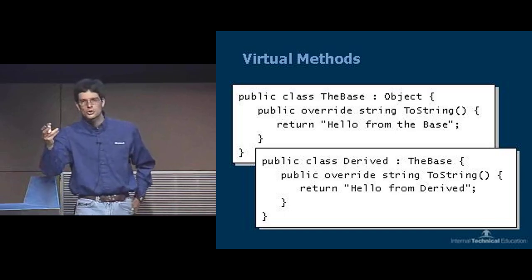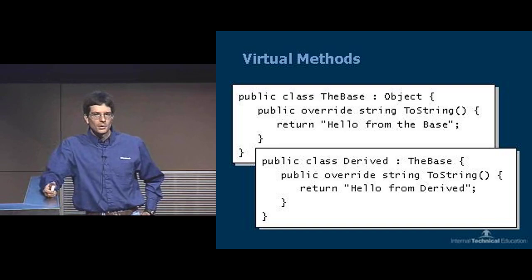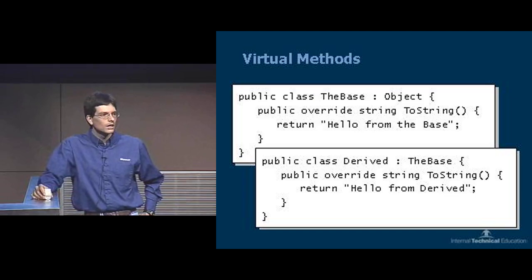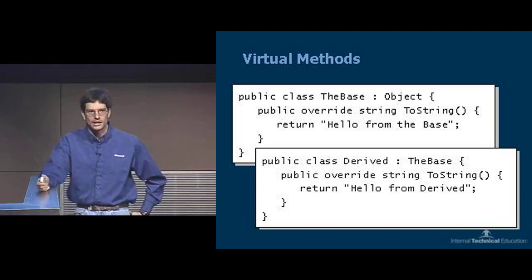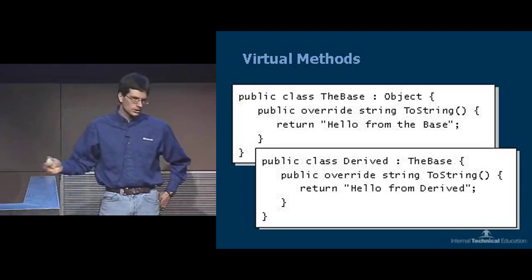So what does object's ToString method do? Anybody remember what object's ToString does by default if you don't override it? Yeah, it prints the type name. Somebody said that. It prints the type name. So in this case, it would print Base, because that's the type name.